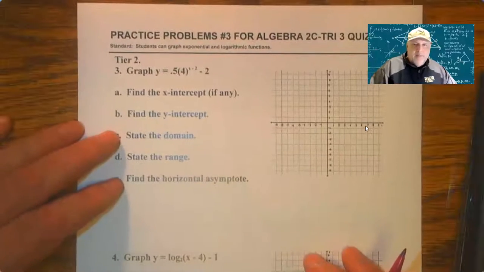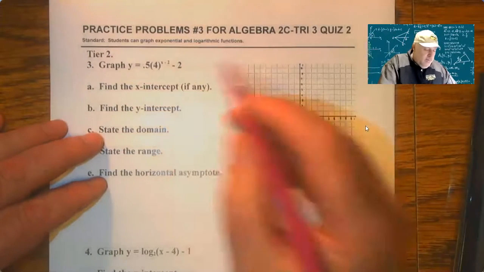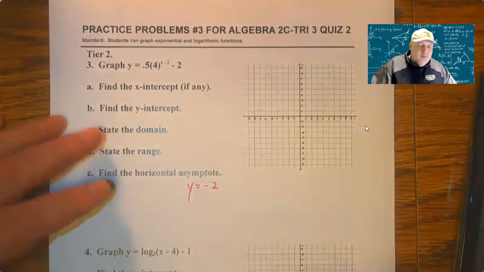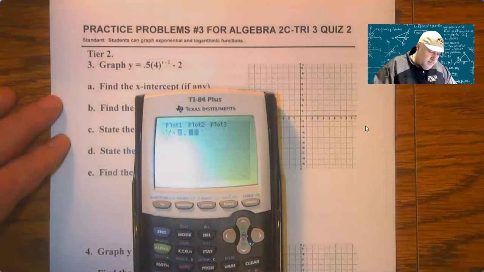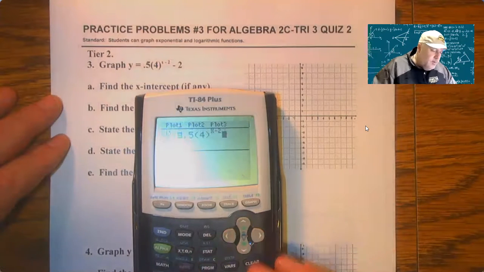Some of the intercepts might be a little harder to get. -2, right here. Okay, so whatever is added on the end there, that's your horizontal asymptote in this case. 0.5 times 4 to the x minus 2, minus 2.